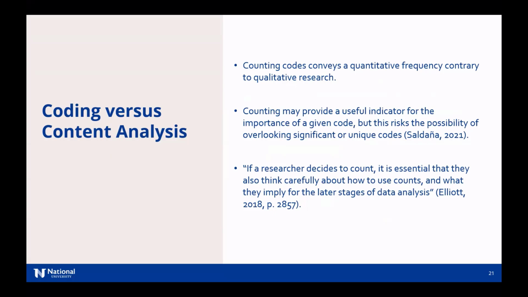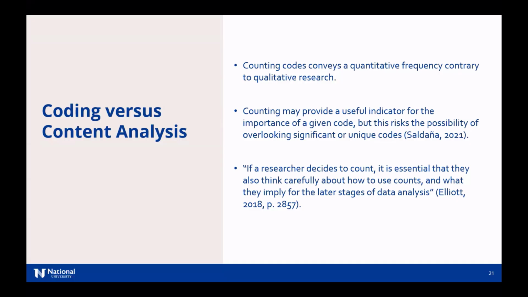So you may be saying to yourself, we spoke a few minutes ago about coding. How does this differ from content analysis? Well, counting codes conveys a quantitative frequency, which is, as I said a few minutes ago, contrary to qualitative research. In qualitative research, we are not using statistics and we are not really counting anything. Counting may provide a useful indicator for the importance of a given code if you're coding your data. But this also risks the possibility of overlooking significant or unique codes.